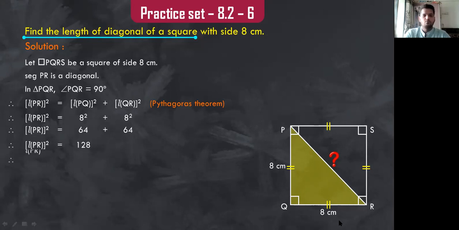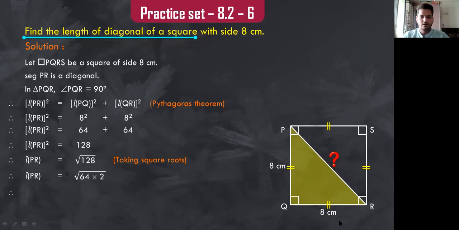We have to take square root on both the sides. So it will be root of 128 because 128 is not a perfect square. So it will be kept under a root sign. But students, if it is not a perfect square, we can write down 128 as 64 into 2. I'll repeat. 128 is not a perfect square. So we will write it down as 64 into 2.